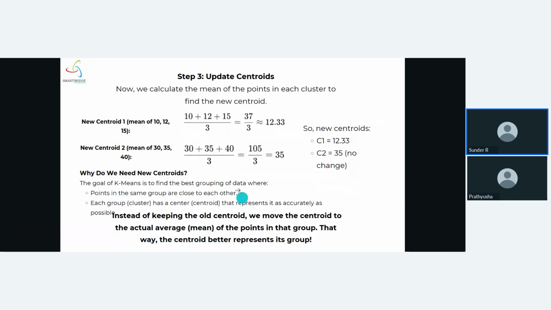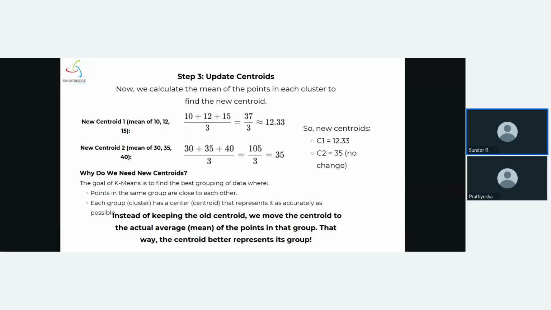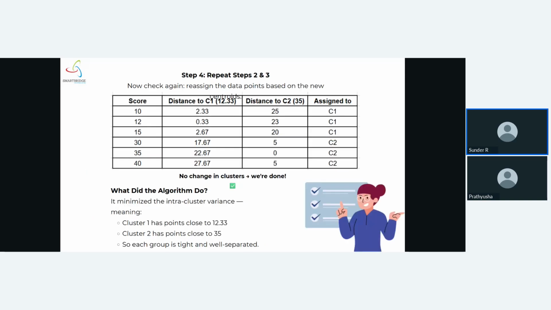Is it clear, guys? So why new centroids? It is to find more detailed patterns. Okay, it is to find more detail in your data points. I hope it's clear, right? So even after repeating this, there's an example. I'm going to repeat steps 2 and then step 3. What is this? Finding the distance.